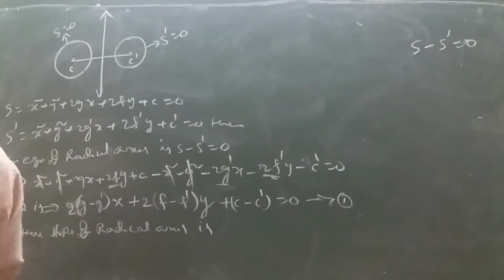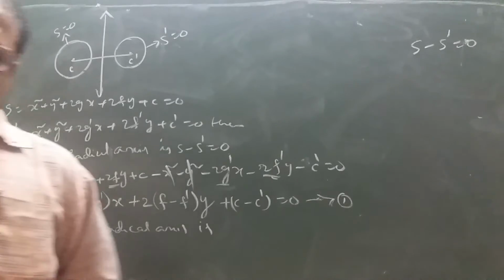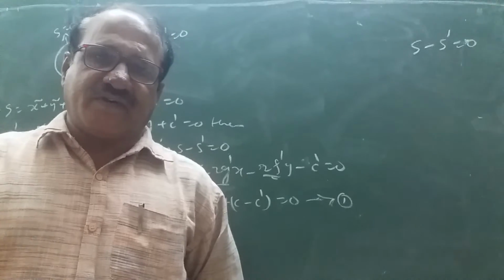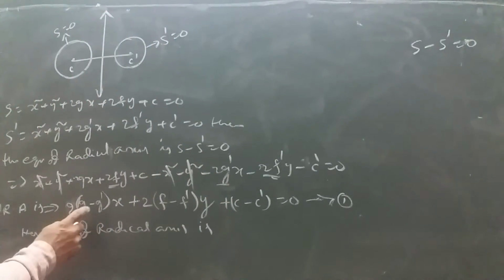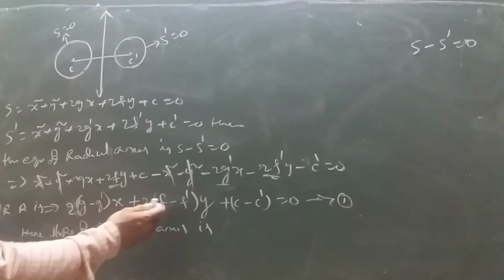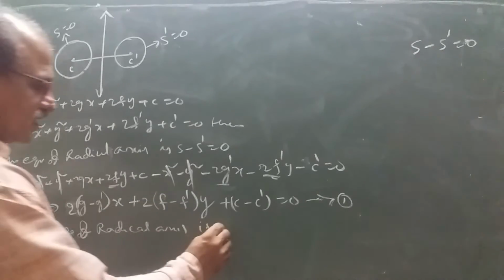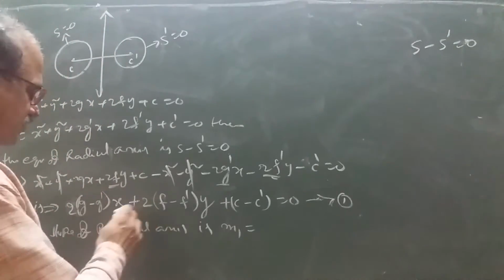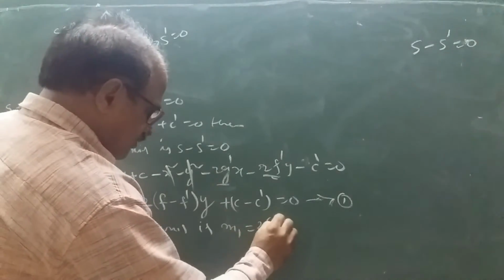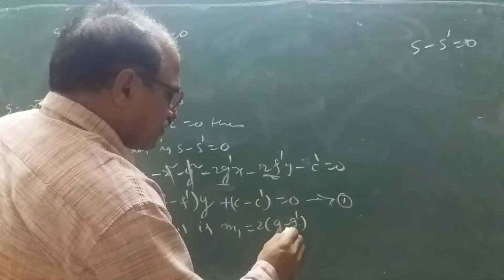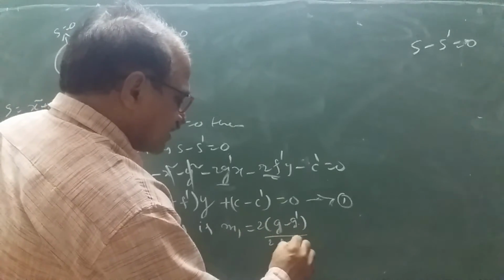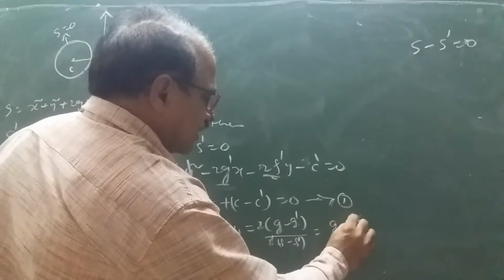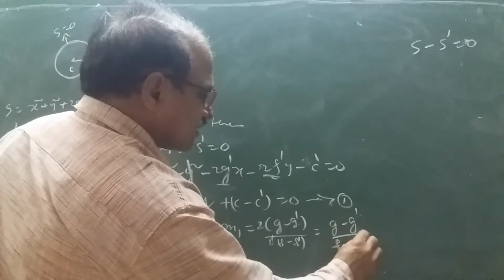The slope of ax plus by plus c is equal to 0 is nothing but minus of x coefficient by y coefficient. Here x coefficient is 2 into g minus g dash, y coefficient is 2 into f minus f dash. Put m1 is equal to minus a by b, that is minus 2 into g minus g dash by 2 into f minus f dash. The 2 gets cancelled, so m1 is equal to minus of g minus g dash by f minus f dash.